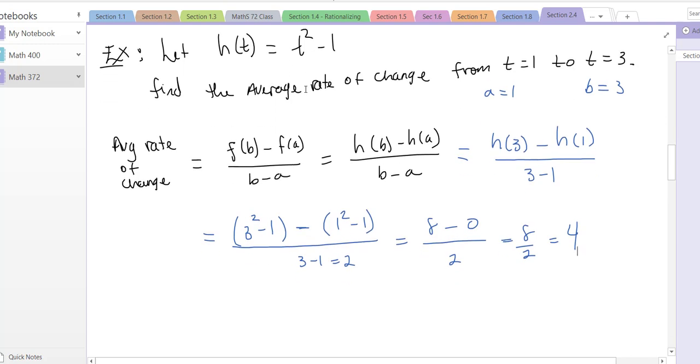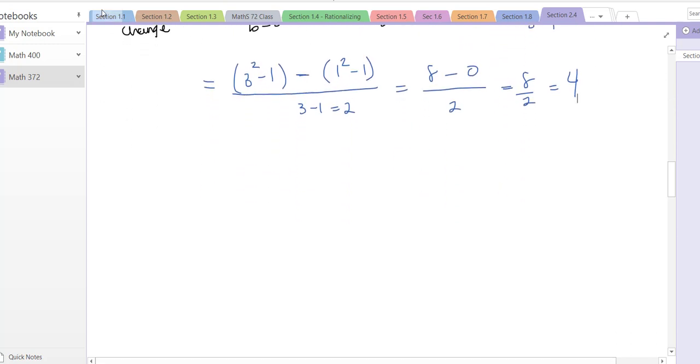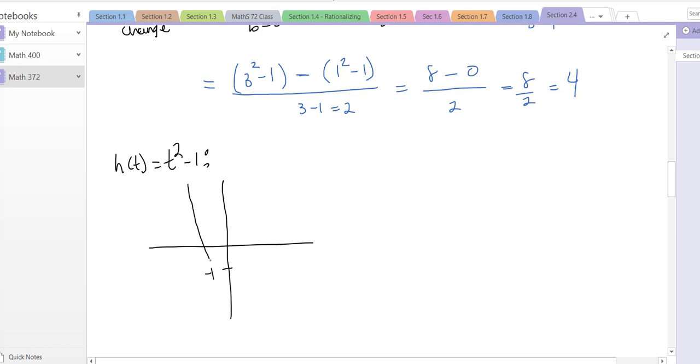Now looking at the graph of this, notice that I gave you a parabola. h of t is t squared minus 1. So what does that look like? So let's graph it. t squared minus 1 is a parabola with vertex at minus 1. And so when we're saying we want the average rate of change of the function from t equals 1, so based on here t equals 1 is 0, so here is 1, 2, 3. So this is not drawn to scale at all, but if I happen to continue this parabola, then we're going to touch somewhere over there, right?